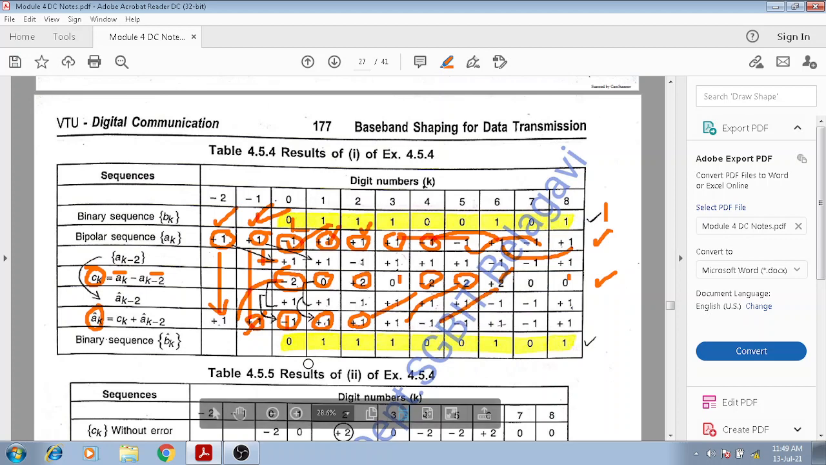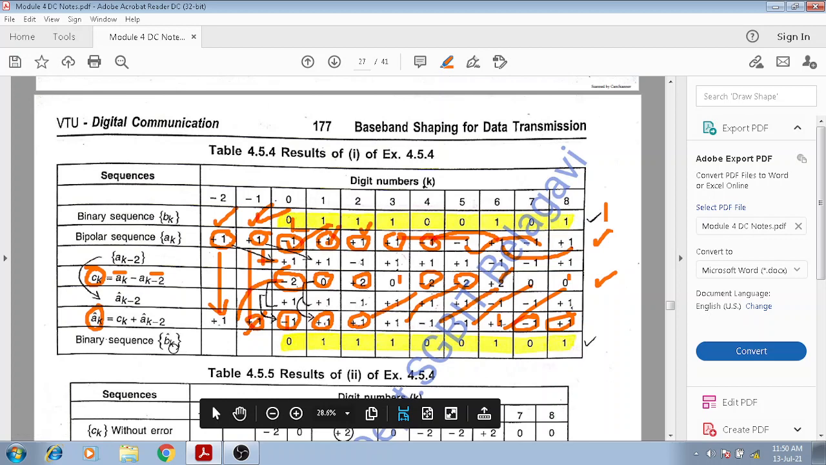This one, plus 2 minus 1. Plus 2 plus minus 1 is plus 1. This one, 0 plus minus 1 is minus 1. 0 plus 1 is plus 1. So this is the estimate of what? AK cap. Next there is a binary sequence BK you have to estimate, right?